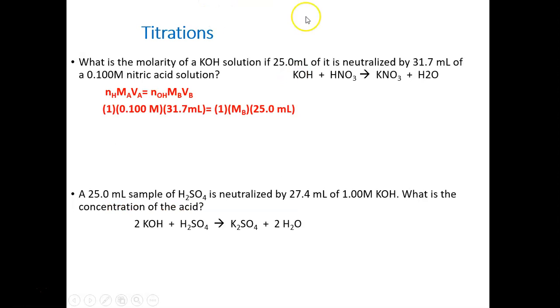Now, I know that the acid molarity is 0.1 molar, and I know that the volume is 31.7 milliliters. For the base, I'm trying to find its molarity, and I know the volume used was 25 milliliters. Now, you might be thinking that since molarity is moles per liter, I should convert those milliliters to liters. That's really unnecessary because I would be dividing by the same thing on both sides. So as long as the volume units cancel out on both sides, it's fine to leave it in milliliters. And so when I solve this, I would get the molarity of the base is 0.127 molar.